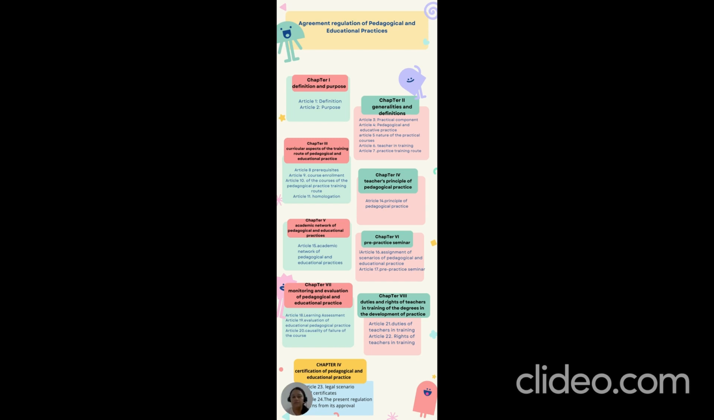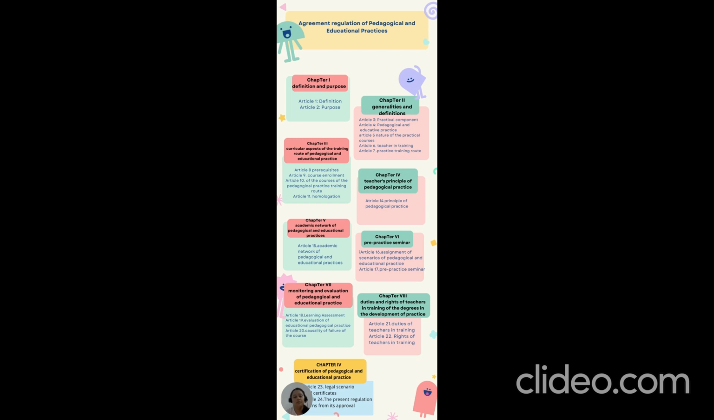It explains the definitions and the purpose of the course as I explained it before. And then chapter number 2 is generalities and definitions. It talks about the practical component and what it is, the pedagogical and educative practice. It talks about the nature of the practice of the course. Why is it important for us to do face-to-face practical experience? It says what a teacher in training is, which is us, and it gives a definition of it. And then the practice training route that we follow.